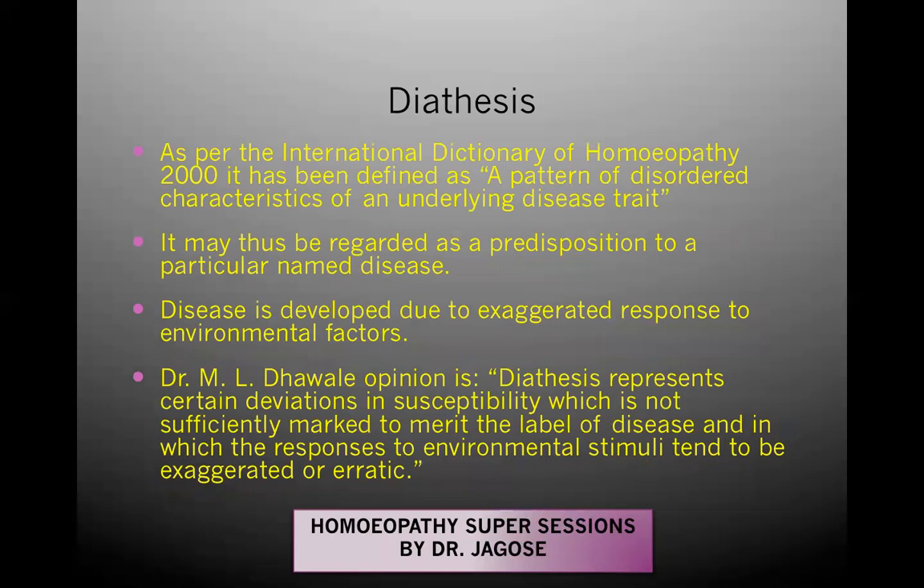Now, diathesis is just a word which is used in theory. It is very difficult to identify the diathesis in practice. As per the International Directory of Homeopathy 2000, it has been defined as a pattern of disorder characteristics of an underlying disease trait. So basically, what is diathesis? Diathesis is nothing but having a particular trait of a particular disease. It will get clear as I go on. It may be regarded as a predisposition to a particular named disease.